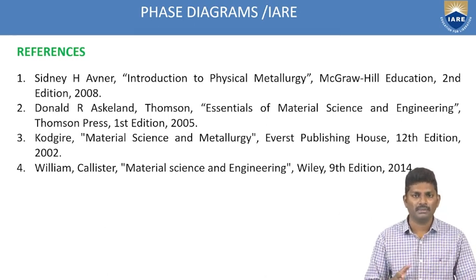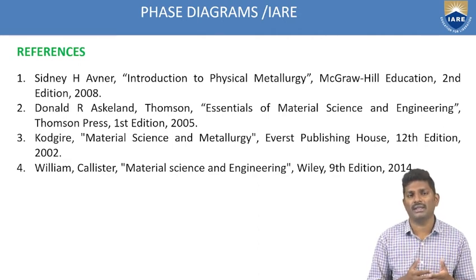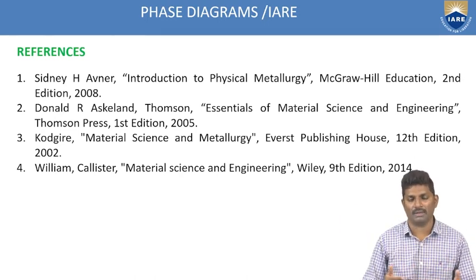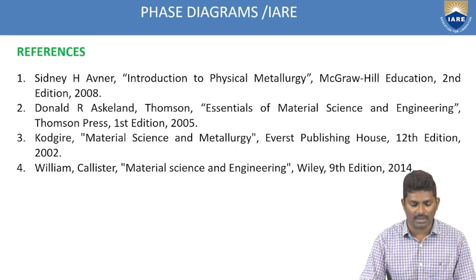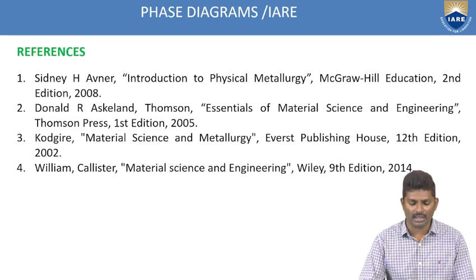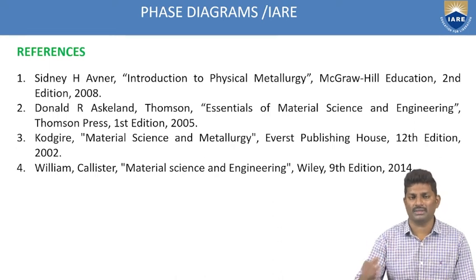And you have to remember that iron has two changes in the crystal structure. When you heat the iron, it converts from BCC to FCC, and again it reverts to BCC. All this information can be found in Introduction to Physical Metallurgy, and another book is Essentials of Materials Science and Engineering. So these are some of the references where you can get all the information we are discussing in today's class.